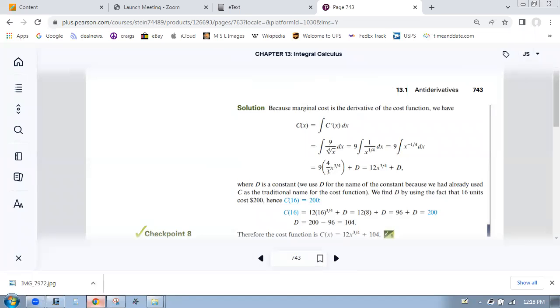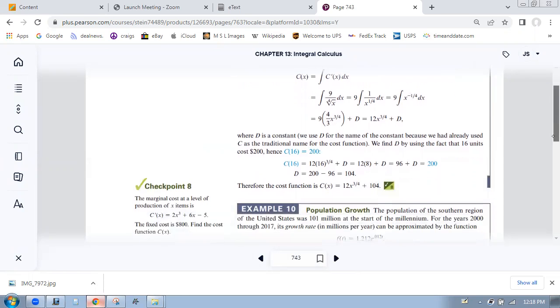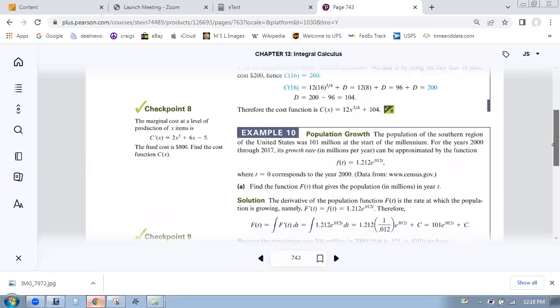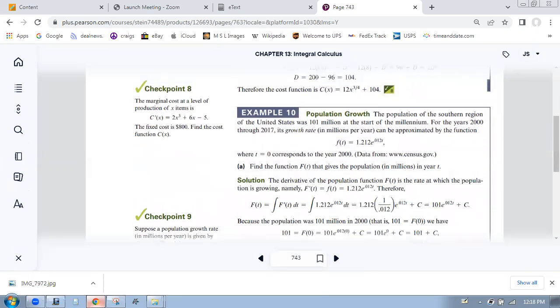Oh, they switched to the letter D in here so that you wouldn't get confused, right? But, yeah, I mean, you could use any letter you want. We could use K. All right, oh, here's a checkpoint. Let's do this checkpoint.